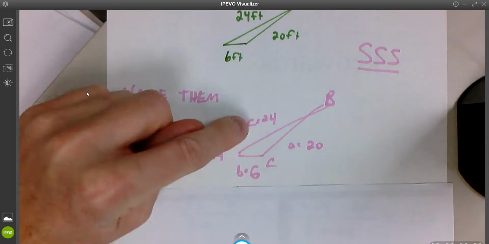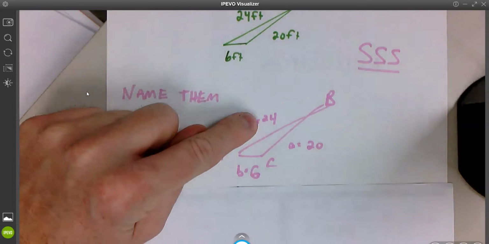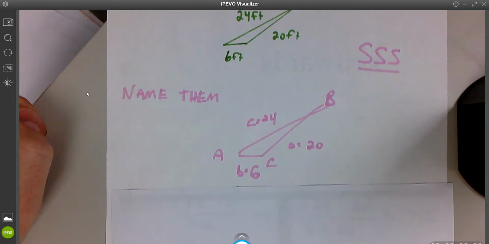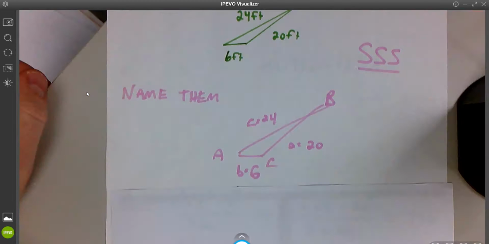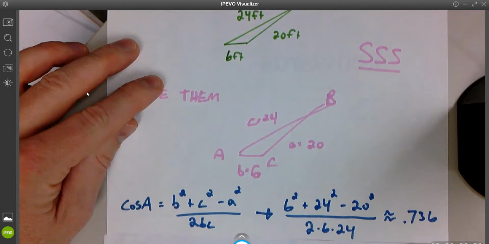We will square the two sides on either side of the angle that we're trying to find and add them. So 24 squared plus 6 squared. And then subtract the other side squared, minus 20 squared. That's my numerator. My denominator will be 2 times 24 times 6. So it looks something like this.